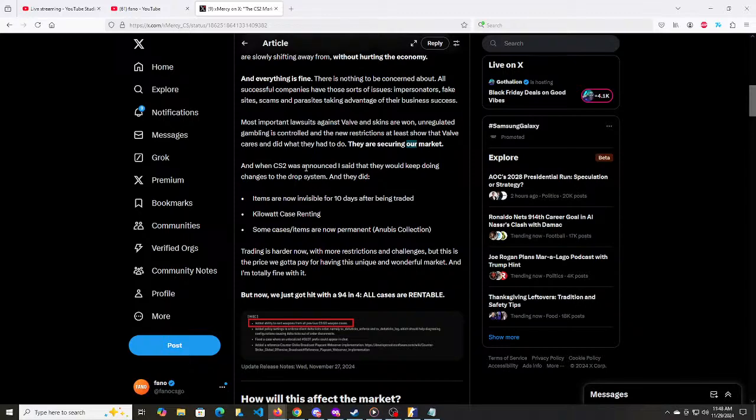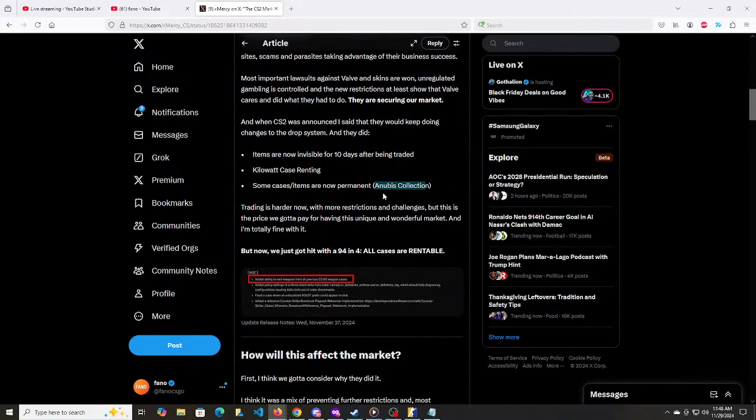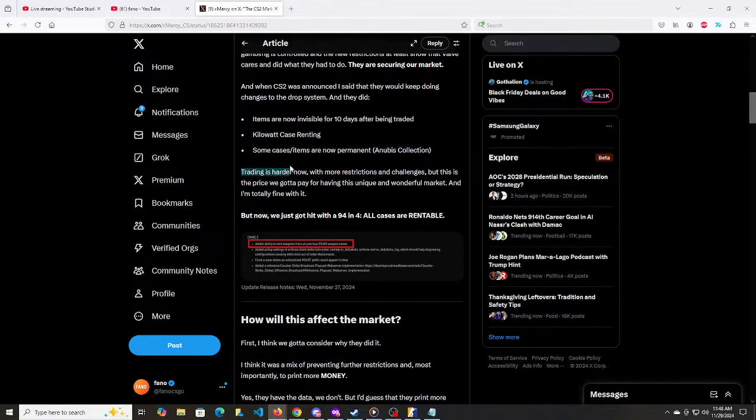And when CS2 was announced, I said that they would keep doing changes to the drop system, and they did. Items are now invisible for 10 days after being traded. That is true. Kilowatt case renting was added. Also, he forgot to mention gallery cases recently were added, and now full cases. Some cases and items are now permanent, like the Anubis collection, which you can just spam buy thousands of them and just open them willy-nilly. That's a whole nother topic that we can dive through in the future. But anyways, trading is harder now, that is true, with more restrictions and challenges, but this is the price we gotta pay for having this unique and wonderful market, and I'm totally fine with it.